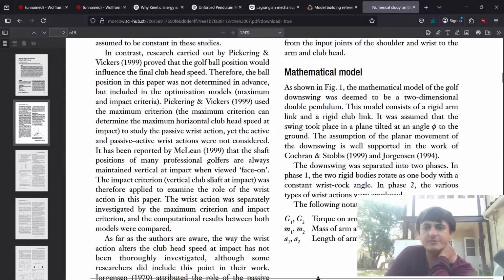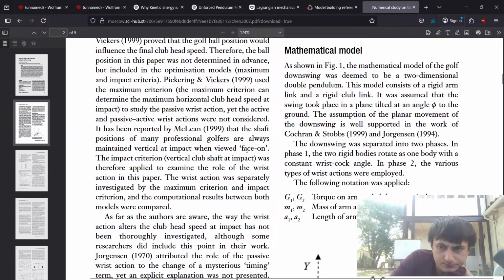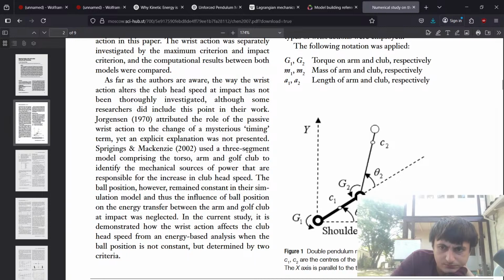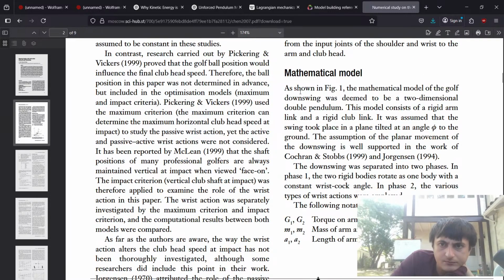All right, so let's just read this. Mathematical model. As shown in Figure 1, the mathematical model of the golf downswing was deemed to be a two-dimensional double pendulum. This model consists of a rigid arm link and a rigid club link. It was assumed that the swing took place in a plane tilted at an angle phi to the ground. Right, so they actually did this. So this is Chen, right? So Chen did this.